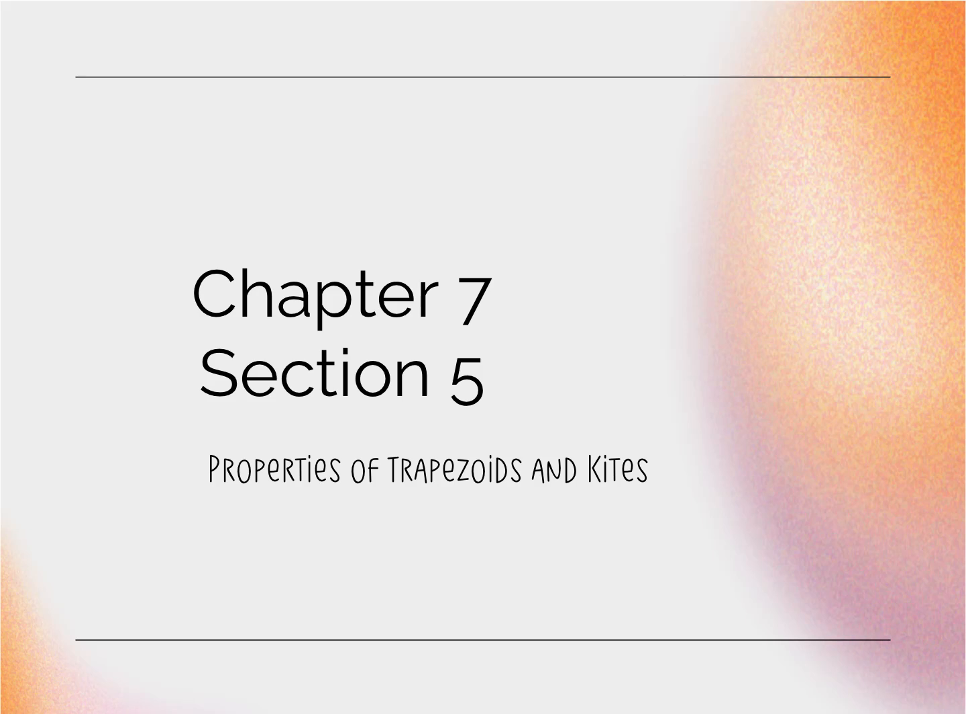All right, Chapter 7, Section 5, Properties of Trapezoids and Kites. We're finishing the last remaining two quadrilaterals for this chapter. We did special parallelograms, which were squares, rectangles, and rhombuses. Trapezoids and kites do not have the same properties, nor do they have the same properties of parallelograms, so do not get those mixed up.